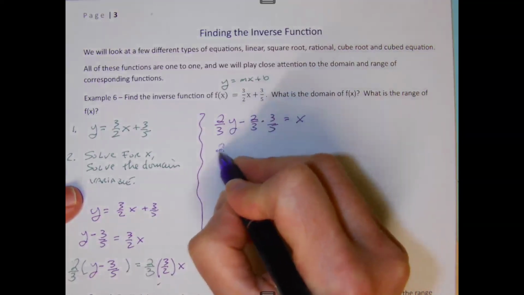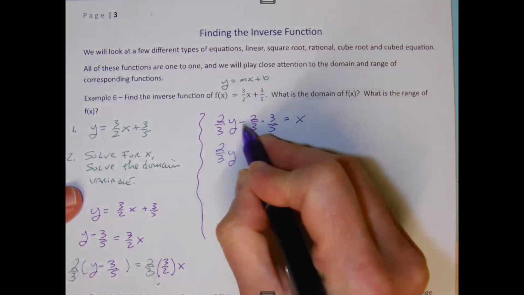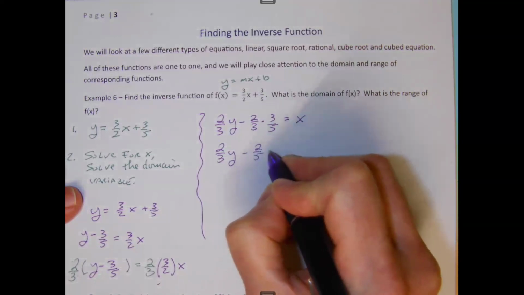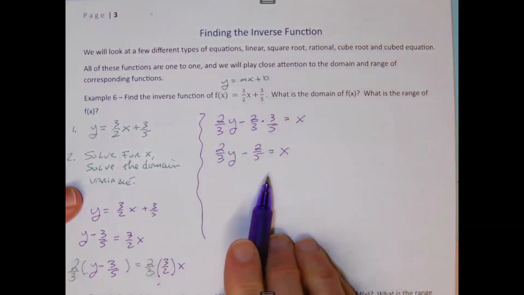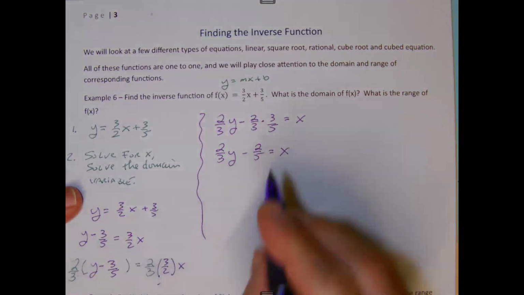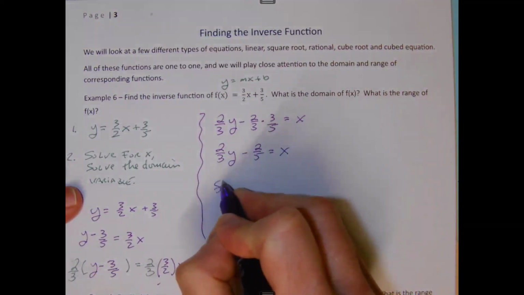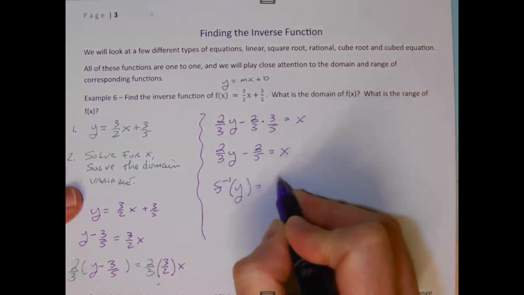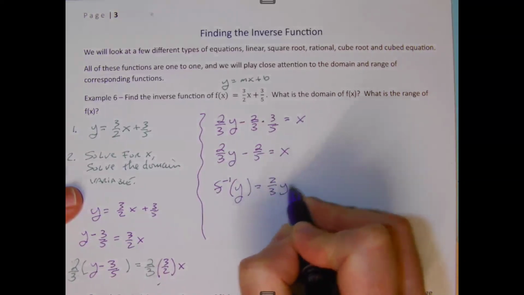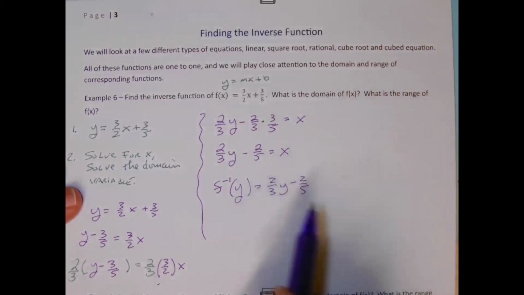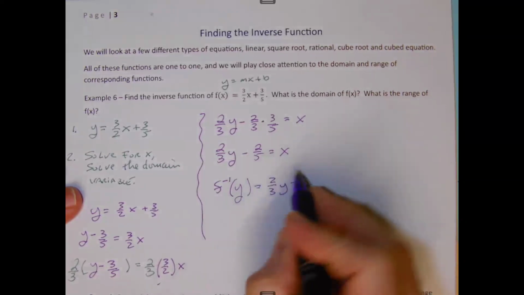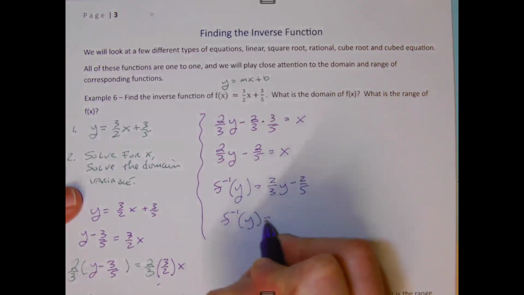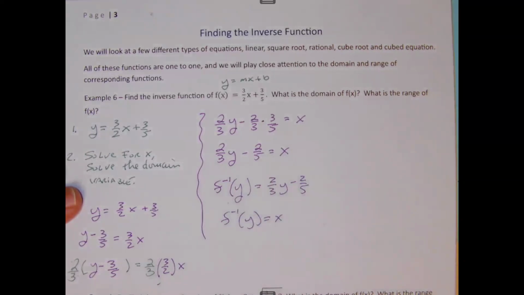So let me just clean this up a little bit. I've got 2/3 y. 3 divided by 3 is a 1, so I'm left with 2/5. So I have done it. This is now the inverse function. But I'm going to now write it using the notation. My input variable is now y. And I write the rule of the equation here. Okay. So now notice the x got replaced by f inverse of y, and f inverse of y is equal to x. So where x was, I'm going to replace it with f inverse of y.